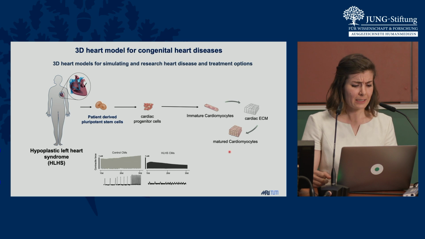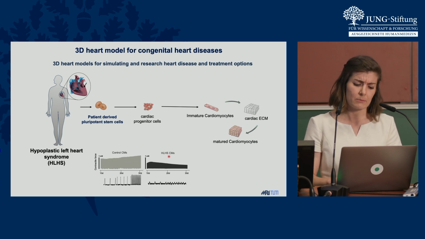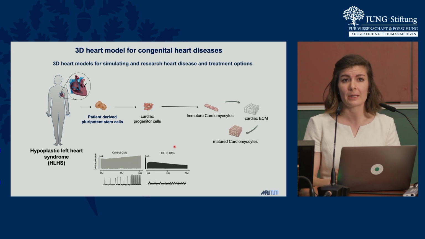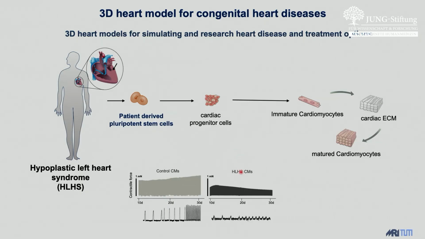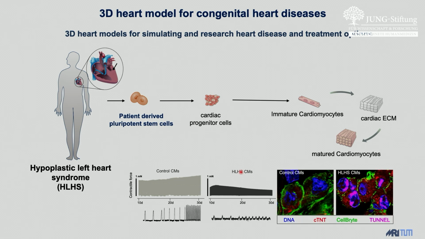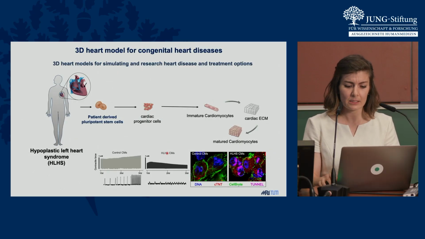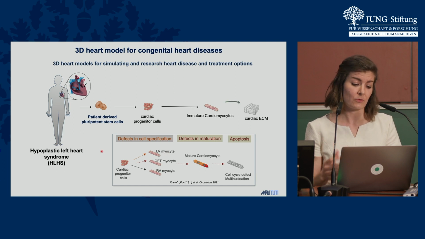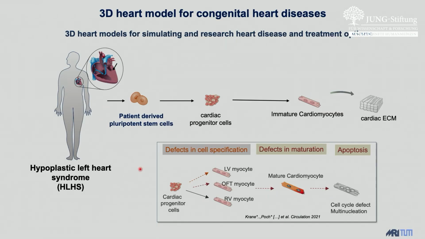And we were really lucky and fascinated to see that these HLHS cardiomyocytes did not perform like the control cardiomyocytes, but they showed a very severe phenotype, which was characterized by a drop of contractile performance in this 3D culture system, and they accumulated multinucleation and apoptosis. And with these findings, we were able to characterize 3 major hallmarks of hypoplastic left heart syndrome, which are defects in cell specification and in maturation that ultimately lead to the apoptosis of left ventricular cardiomyocytes.